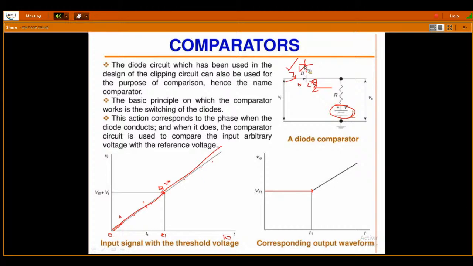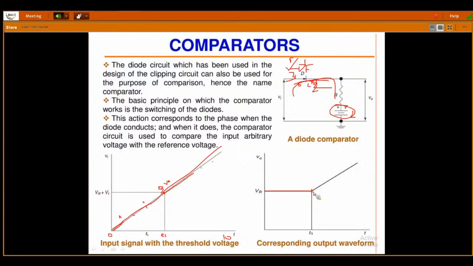Now to where is the higher potential connected? The higher potential is connected to the positive side, the P type material. When P is connected to the more positive side, it is in forward bias. When the diode is in forward bias, it will conduct. The input signal is conducted through the diode, and the same thing appears across the output side.